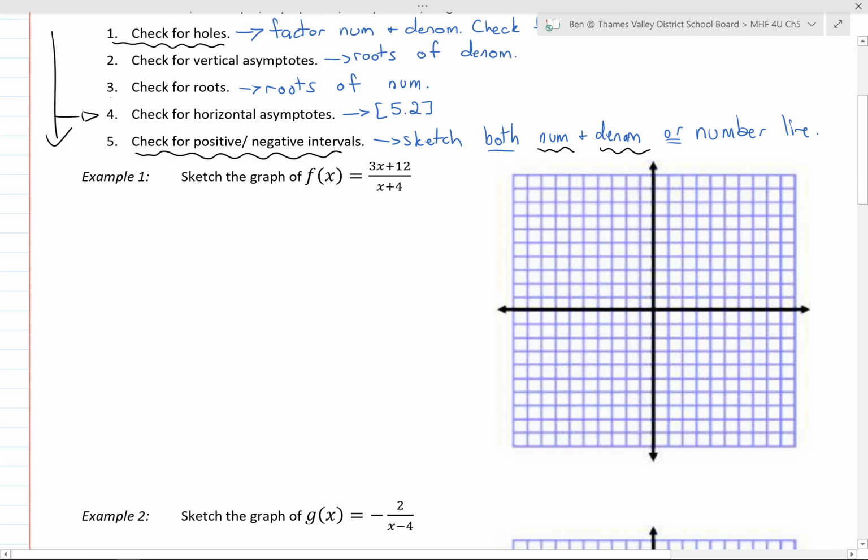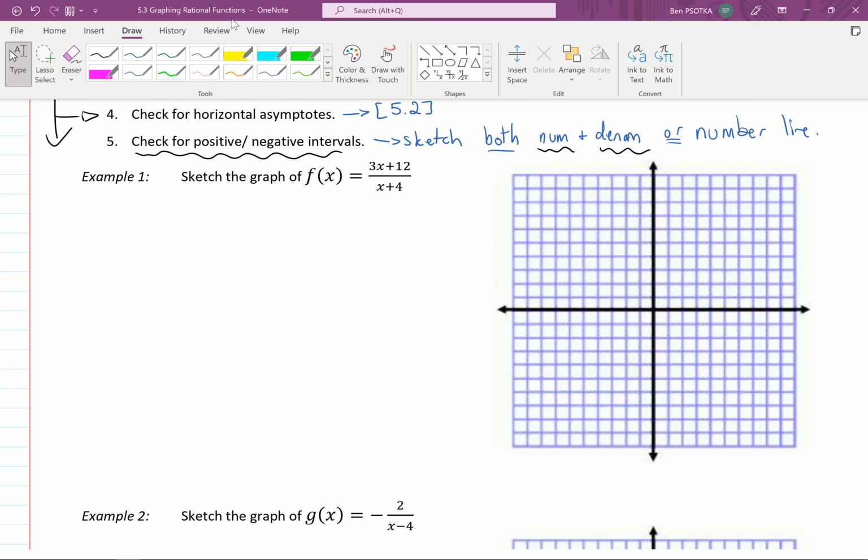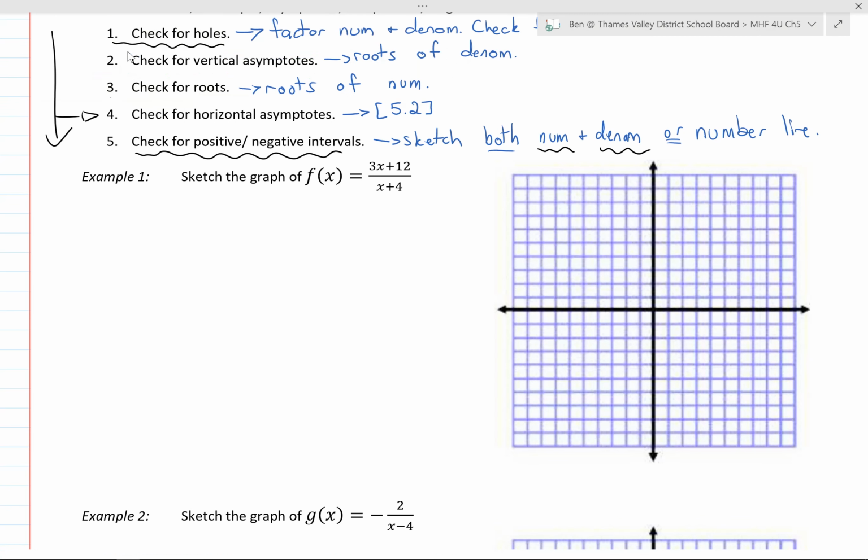Okay, so first we'll look. We have here a function f of x equals (3x + 12) over (x + 4). The very first step that we work with here, as always, is we check for holes. That means I need to factor my numerator and factor my denominator. That should be nice and easy. That means f of x equals, I can common factor out 3 here, 3(x + 4) divided by (x + 4). And what do you know? I do have a common factor.